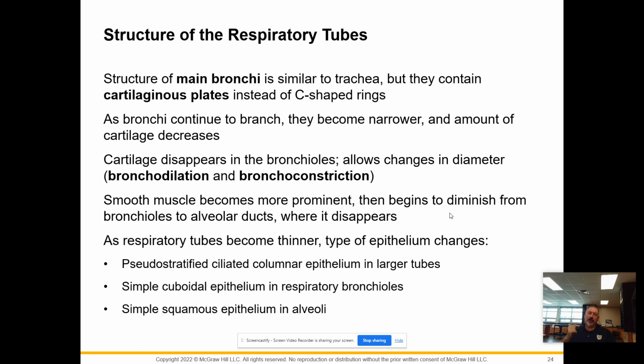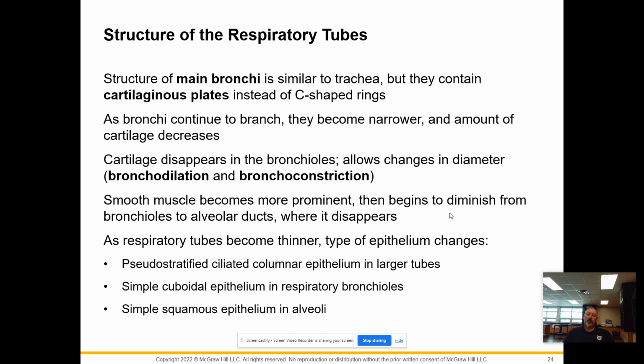And if you ask somebody who has had an asthmatic attack what it's like, they say it's like breathing through a straw. That's such an accurate description because they've had reduced capacity to move air through an opening by changing the diameter of the opening. So smooth muscle becomes more prominent and begins to diminish from the bronchioles to the alveolar ducts, where it eventually disappears because this is where you have gas exchange.